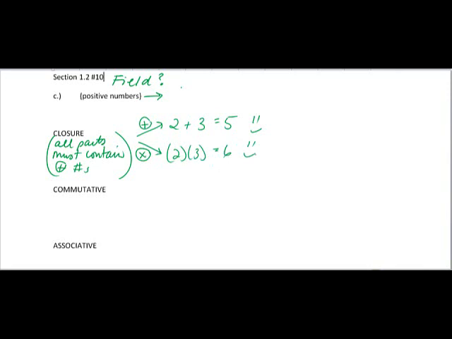For commutative, remember, you just want to make sure, are they equal? That's what we're trying to figure out. So we have our addition and our multiplication. Is 2 plus 3 the same as 3 plus 2? Yes. Multiplication. Is 2 times 3 the same as 3 times 2? Yes, it is. So we're good to go.